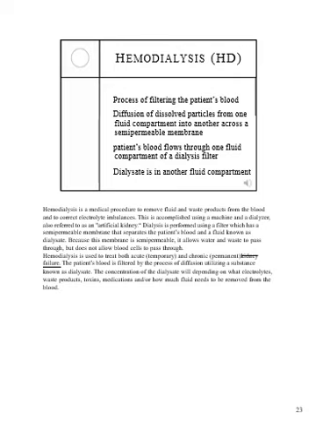Hemodialysis is used to treat both acute, temporary, and chronic, permanent kidney failure. The patient's blood is filtered by the process of diffusion utilizing a substance known as dialysate. The concentration of the dialysate will depend on what electrolytes, waste products, toxins, medications, and/or how much fluid needs to be removed from the blood.